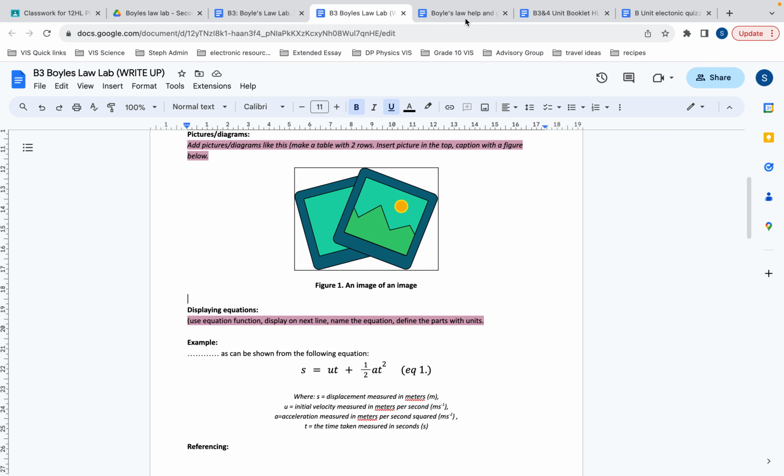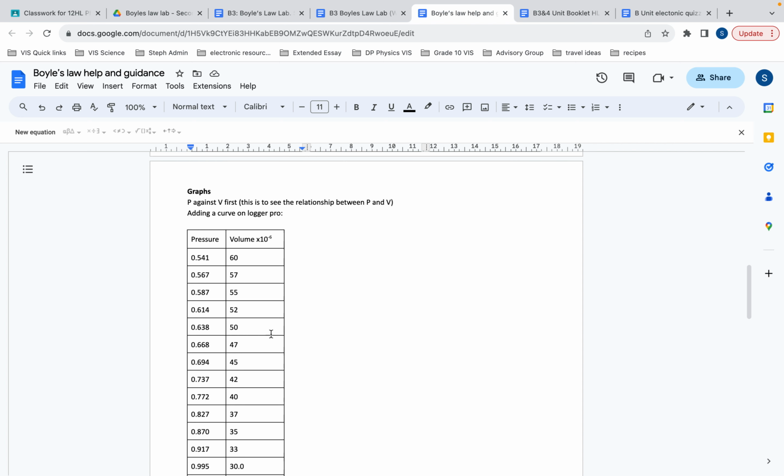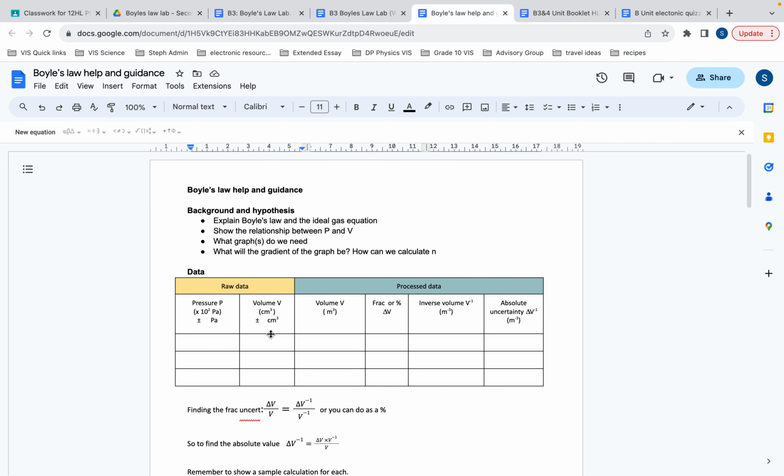Right, so let's go to the help sheet. We're going to start at the top. For your background and hypothesis, the main thing we're looking at here is the Boyle's law experiment. So one thing that you're going to need to explain to me is what actually is Boyle's law, and how does Boyle's law come from our ideal gas equation? So maybe that equation also explained out.